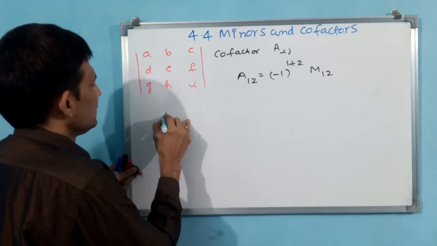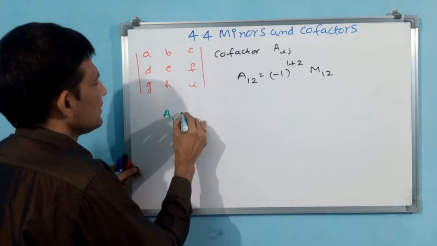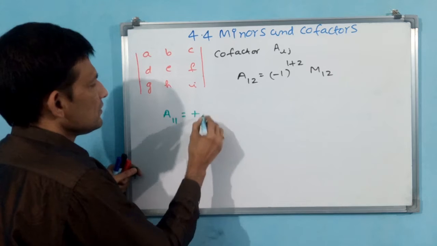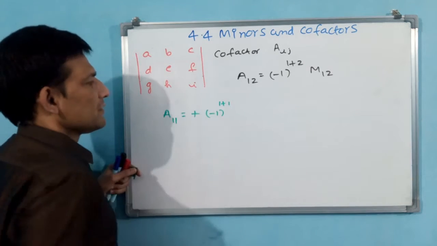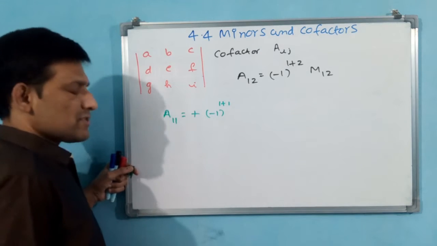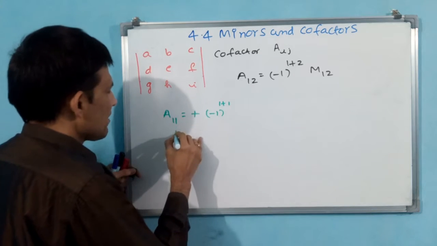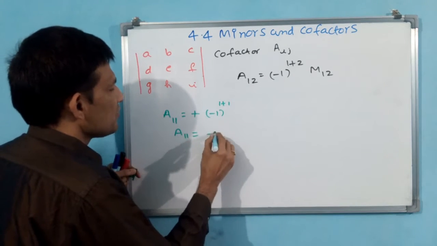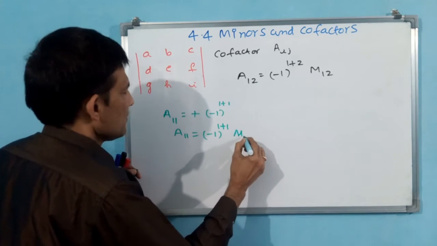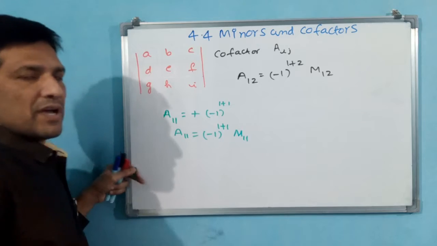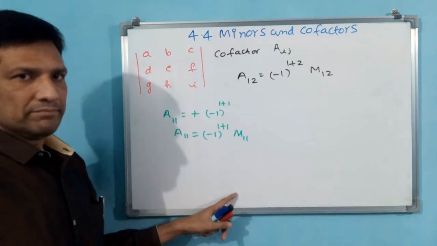See, A11 will be positive. Why? Because minus 1 whole power 1 plus 1, minus 1 squared, means positive. Okay. A11 is equal to, how do you write? A11 is equal to minus 1 whole power 1 plus 1 into M11. M11 we have already found. Okay.